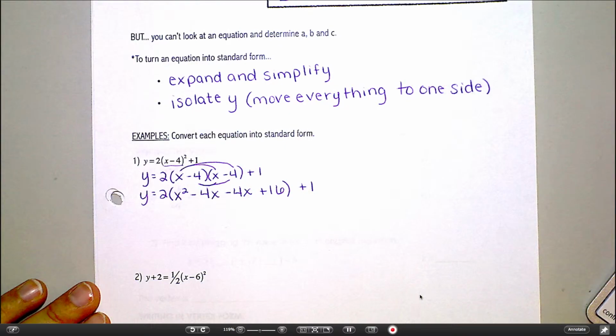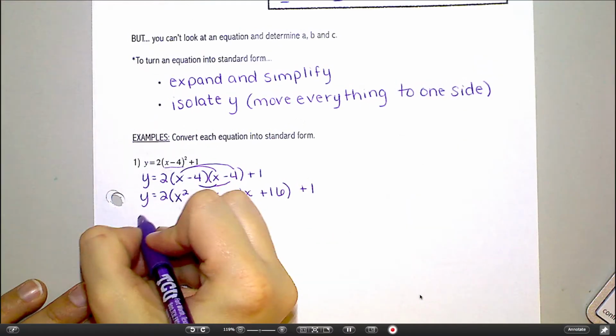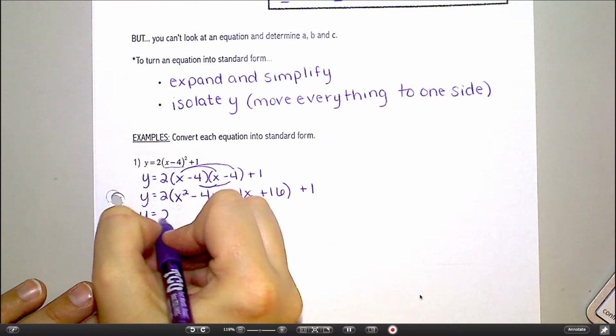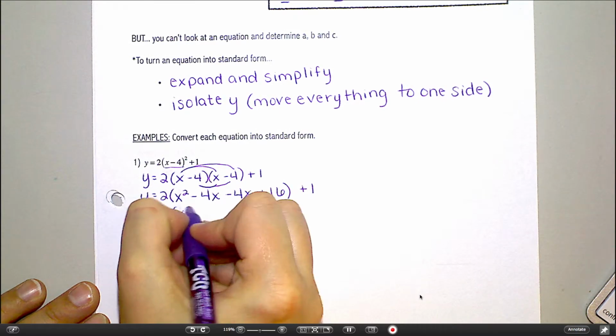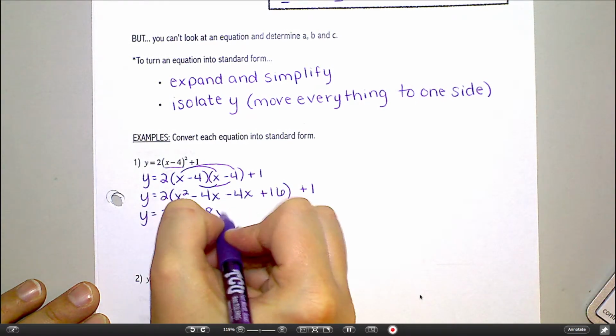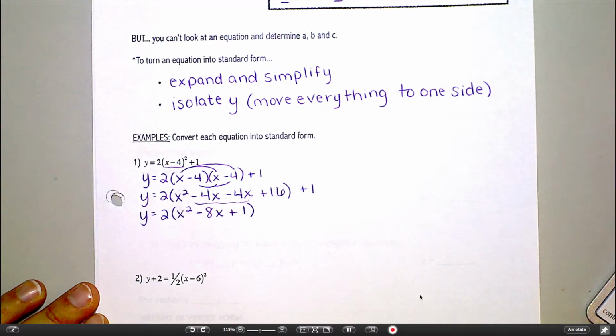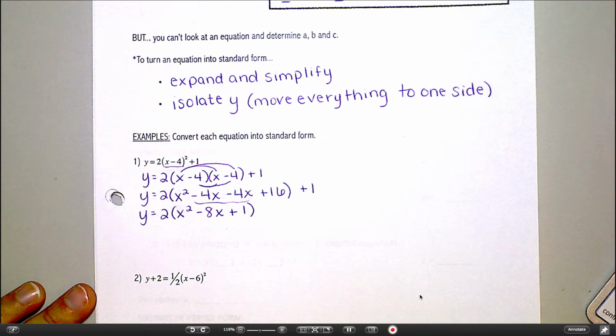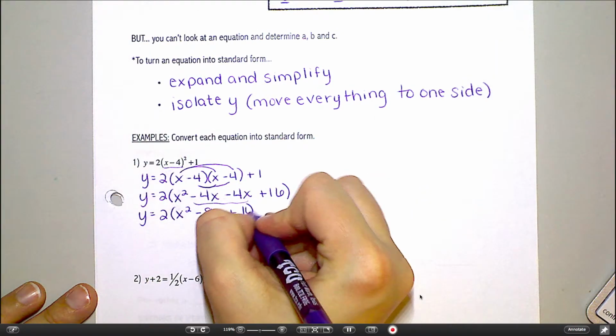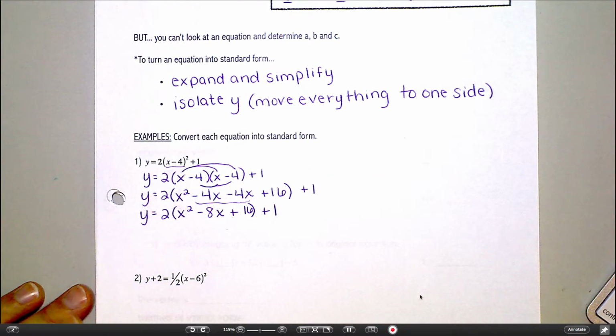It's up to you if you want to combine like terms now or later. But this next step would be y equals 2 x squared minus 8x plus 16, and then plus 1 on the outside. I just put the 4x's together in the middle. Oh, I'm sorry, this is plus 16 and then plus 1 on the outside. I just read my own writing.